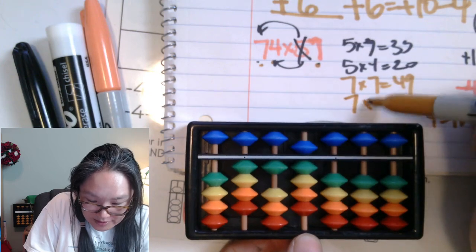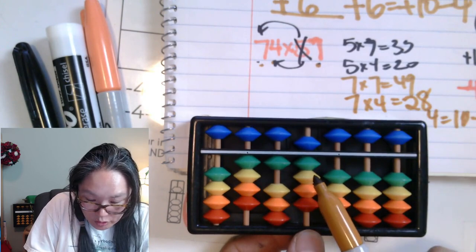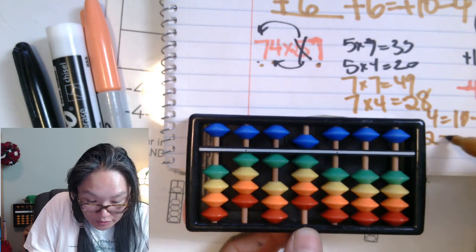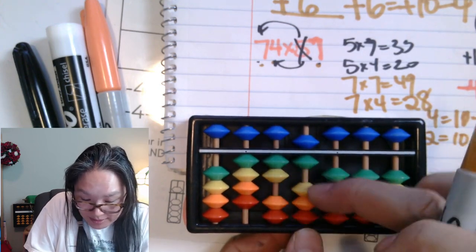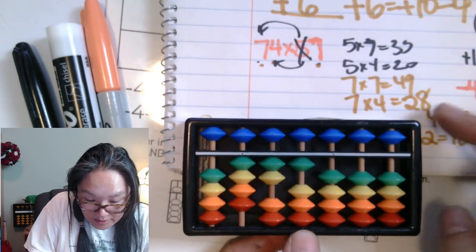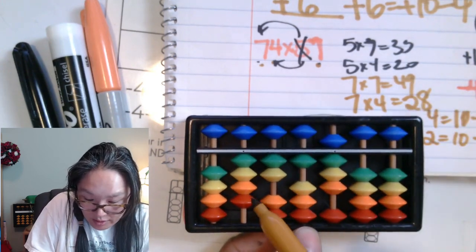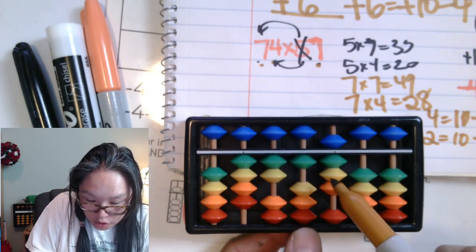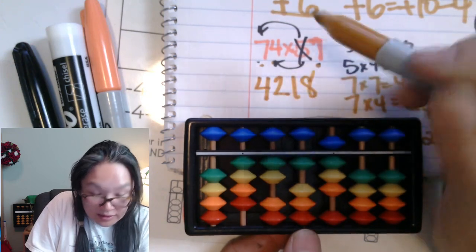We have 7 times 4. 7 times 4 is 28. I add 2, I add 8. I add 2, not enough. 2 is equal to plus the 10 minus 8. Plus the 10 minus the 8. And then here, don't forget there's an 8 here, so we're going to add the 8. So our answer is 4,218.